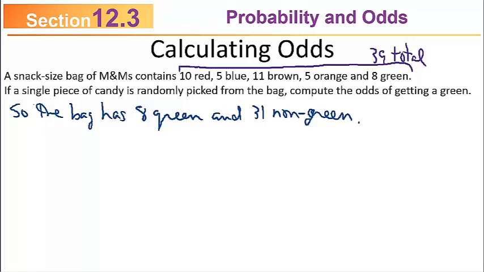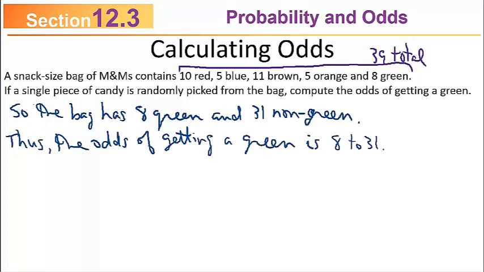You're only interested in green and not green, so I wouldn't worry about the 10, the 5, the 11, and the 5 separately. Just think of them as 31 things that are not green. So because the problem asks about the odds of getting a green, you merge all the non-green colors into one count. So there are 31 non-green M&Ms and there are 8 green M&Ms. So the odds of getting a green will be 8 to 31. The odds against getting a green, of course, would be 31 to 8. But we were asked for the odds of getting a green. Once you understand the principle, it's easy to do these problems.